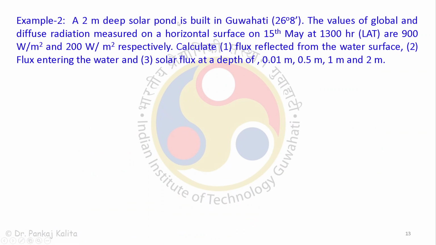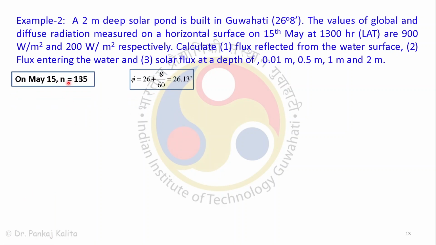So let's solve a question. A 2 meter deep solar pond is built in Guwahati. The values of global and diffuse radiation measured on a horizontal surface on 15th May at 13 hour are 900 watt per meter square and 200 watt per meter square respectively. Calculate the flux reflected from the water surface, the flux entering the water, and the solar flux at the depth of this.